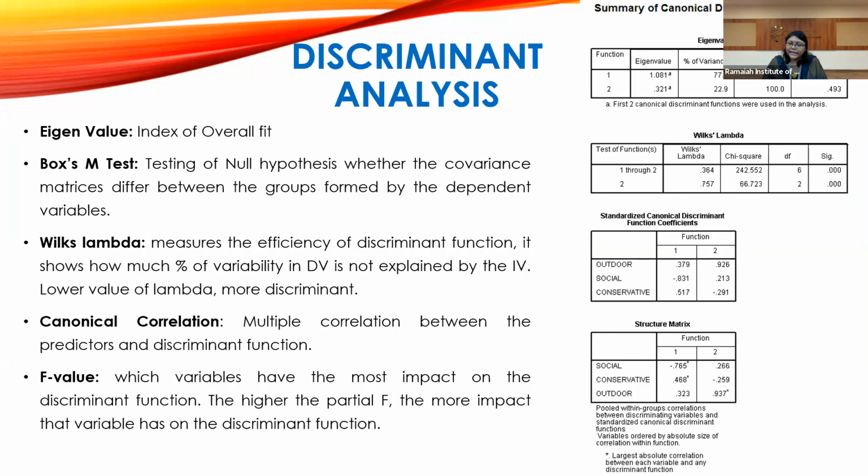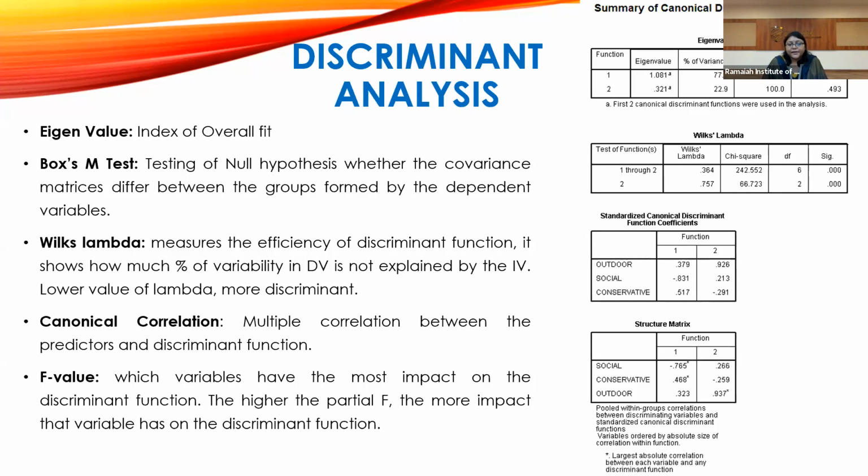In order to test the null hypothesis, because we always have a null hypothesis and an alternate hypothesis whenever we are planning for hypothesis testing, with discriminant analysis, if you are planning to go ahead with your hypothesis testing, then this Box's M test is important. The next one is Wilks' lambda. Wilks' lambda shows the percentage of variability. If your Wilks' lambda value is lower, it is more discriminant towards the function. That means your dependent variable is a more discriminant function towards your independent variable.